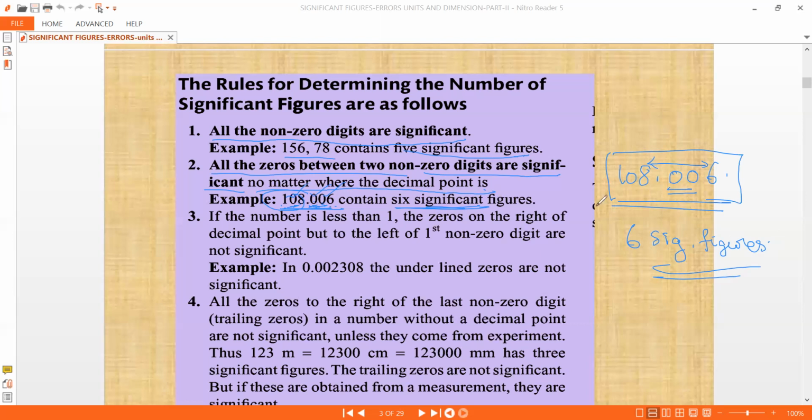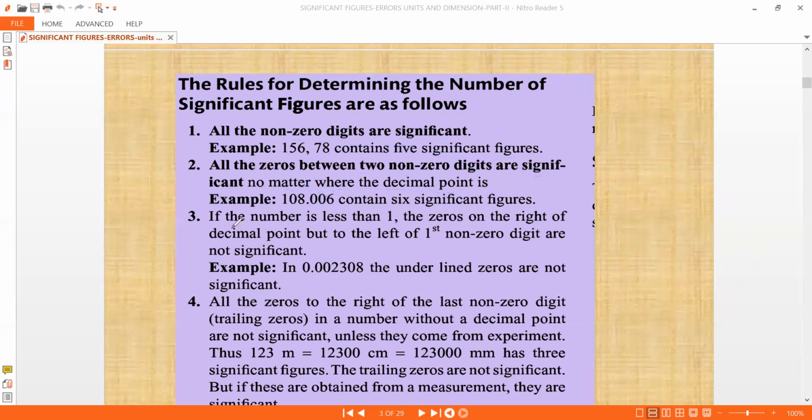And there is a zero between 1 and 8. 1 and 8 are non-zero numbers, and this zero is in between these two non-zero numbers, so this zero is also a significant digit. That is the basic idea from the first two points.